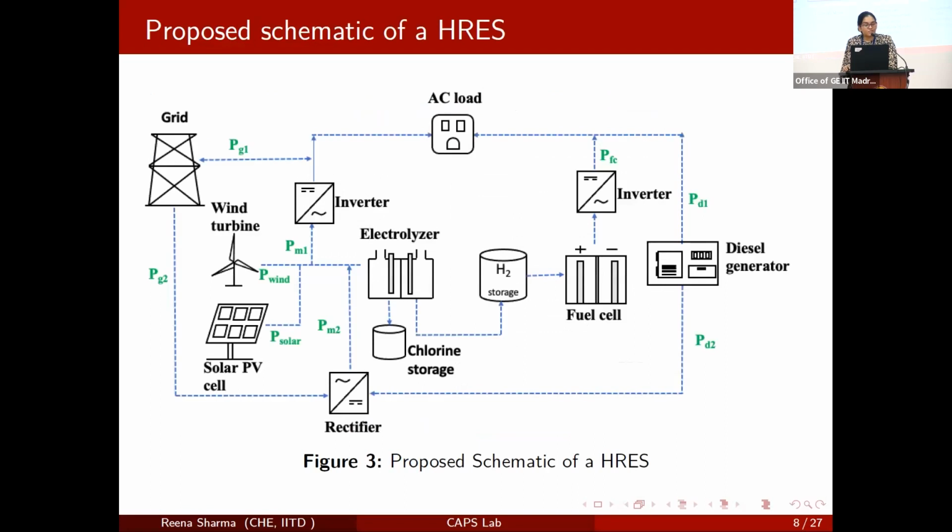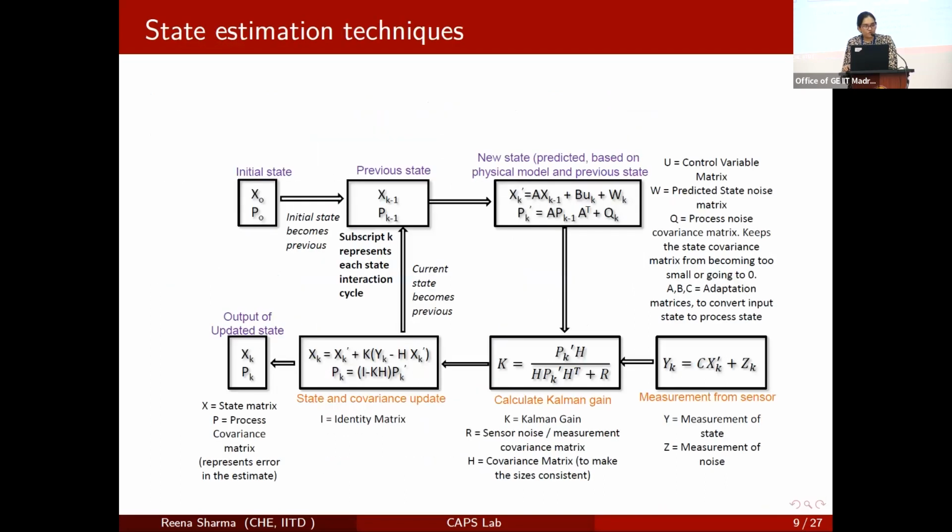So first we come to the state estimation techniques. How can I perform the data reconciliation for all 3 subcomponents? First we have an initial state, X naught and P naught. With this initial state, we go to the new state by predicting based on the physical model and the previous model that we had. U is a control variable matrix, W is a predicted state noise matrix, and Q is a process noise covariance matrix that keeps the state covariance matrix from becoming too small or going to 0. Then we can calculate the Kalman gain. In the Kalman gain we have P, and R is the sensor noise and measurement covariance matrix, from where we can get the state update and the covariance update, and we can calculate the predicted next state of the system.